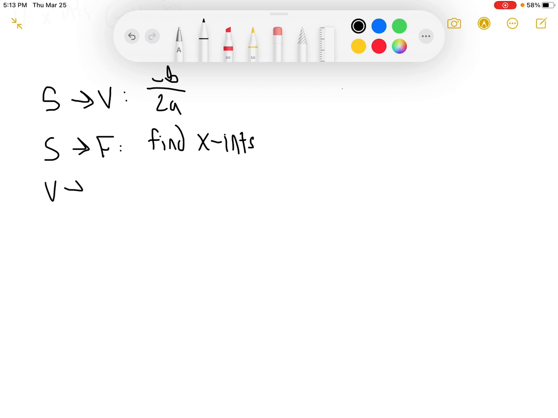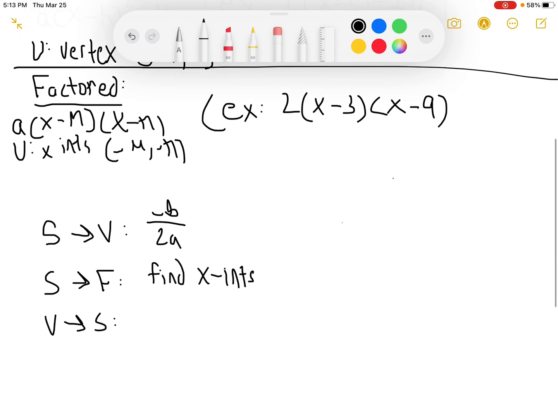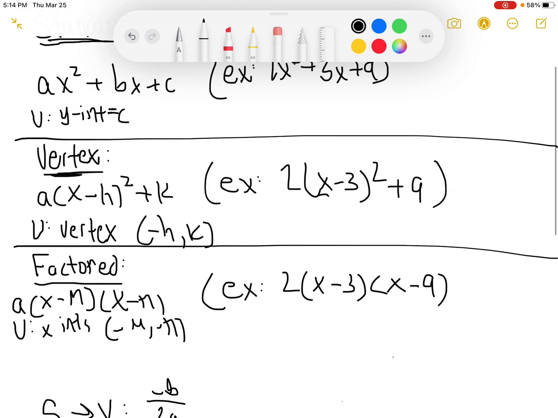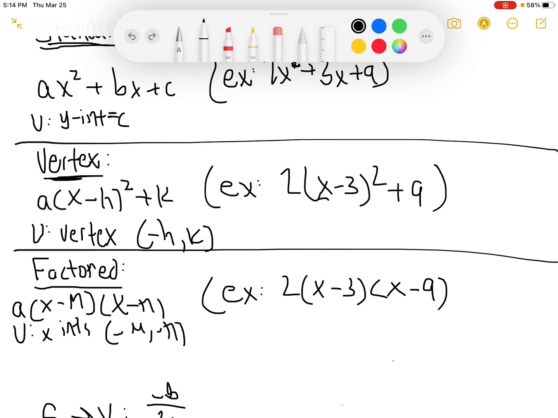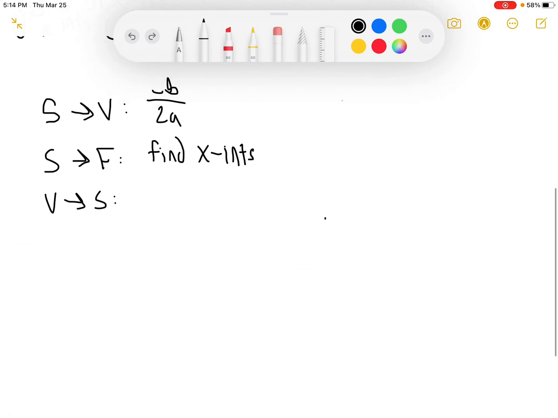If you want to convert from vertex to standard, you just have to multiply. The last lesson of this unit will be a review, so you would see an example of that problem. We haven't been doing a lot of problem examples, but that's what would happen in lesson 17. So all you have to do is multiply that out. You would square everything in here, then multiply by whatever a was, and then add k. So you just basically simplify.